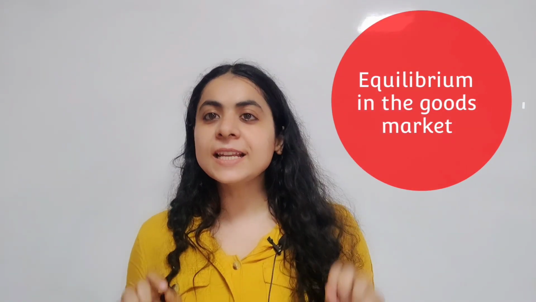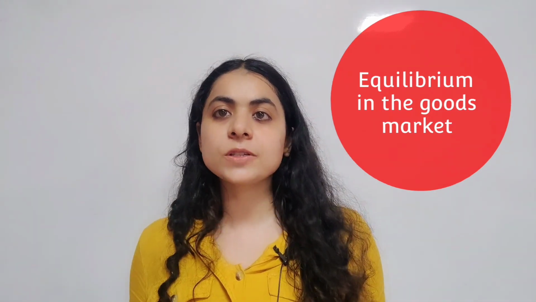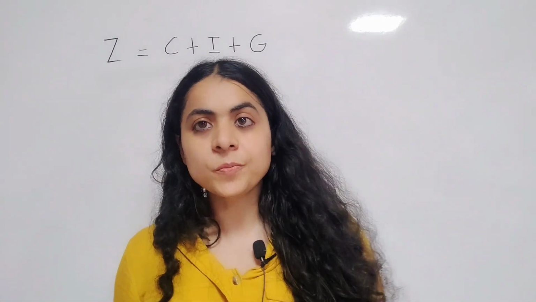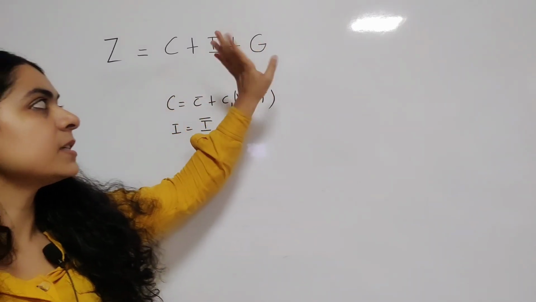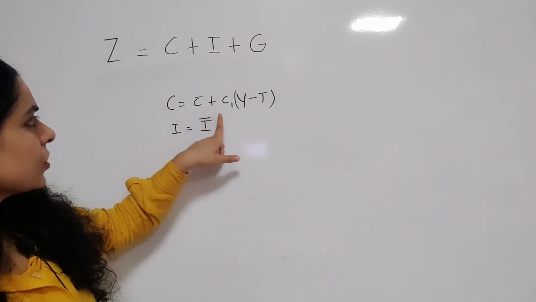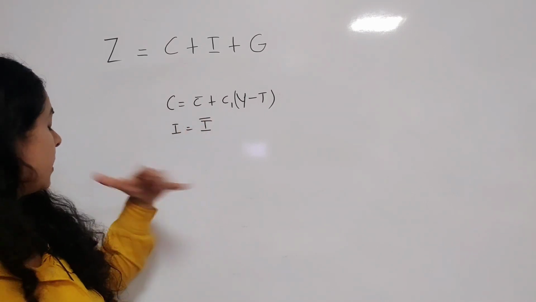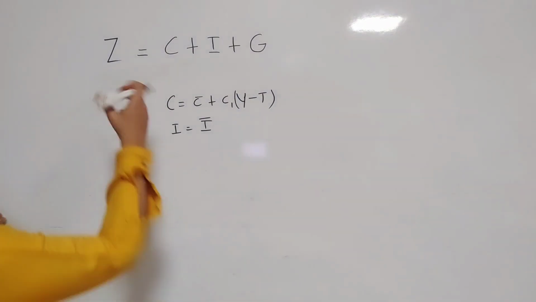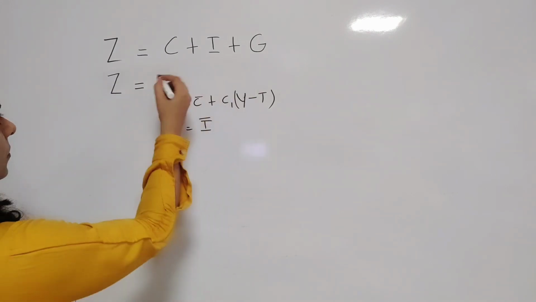Hi everybody, welcome once again, and in today's video I will explain the determination of equilibrium output in the goods market. Assuming that exports and imports are zero, we can write demand for goods as a sum of consumption, investment and government spending. We can write consumption as a sum of autonomous consumption and induced consumption, and investment is an exogenous variable.